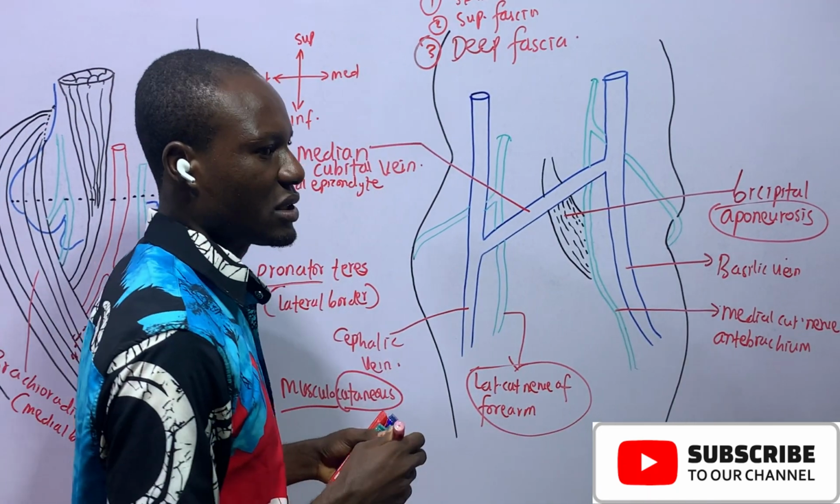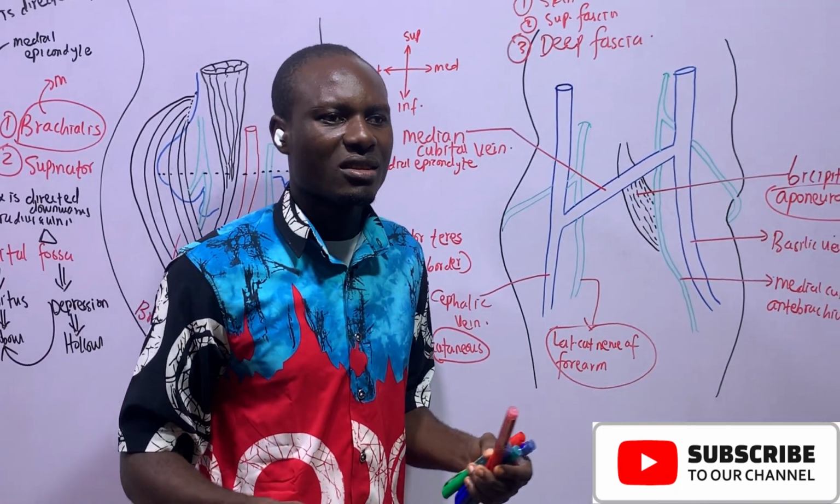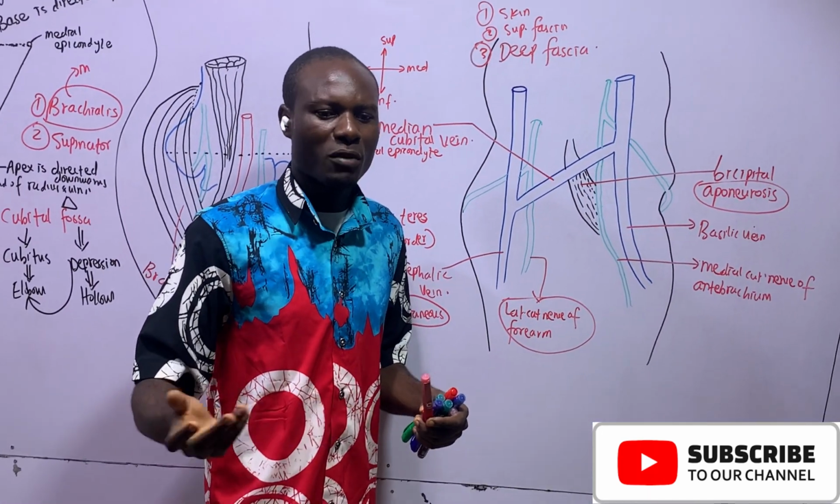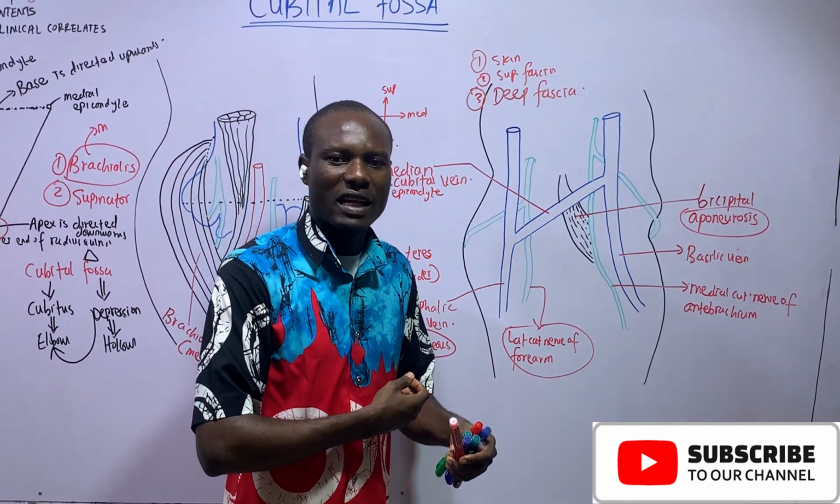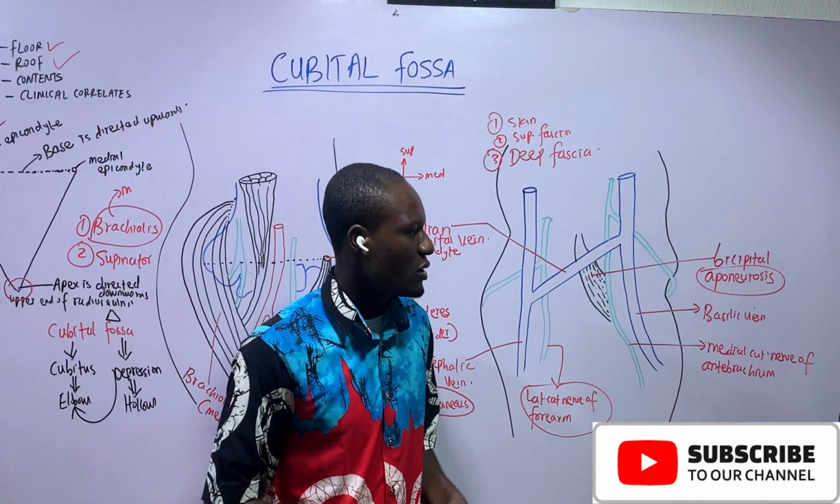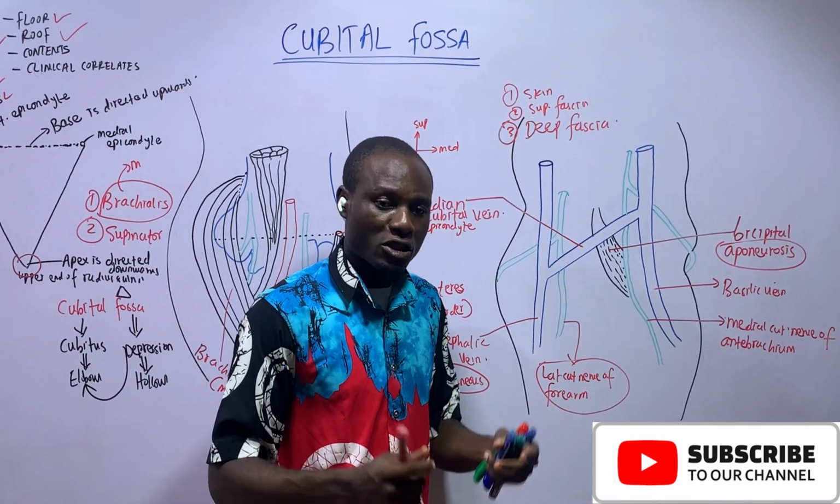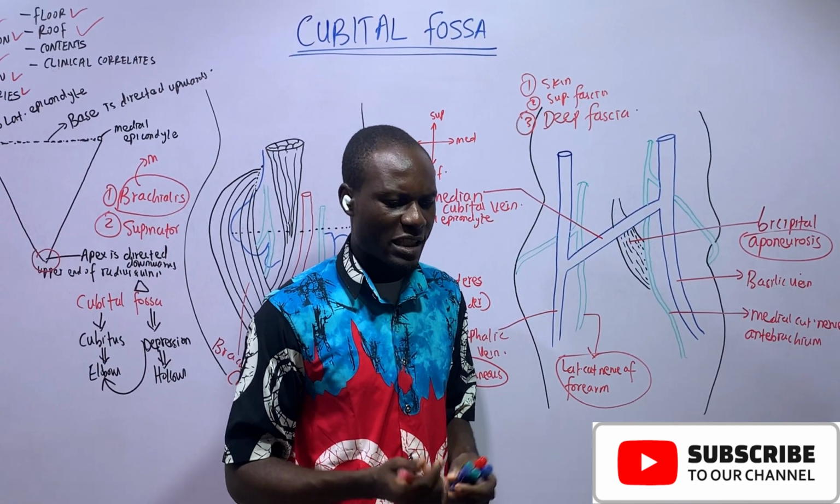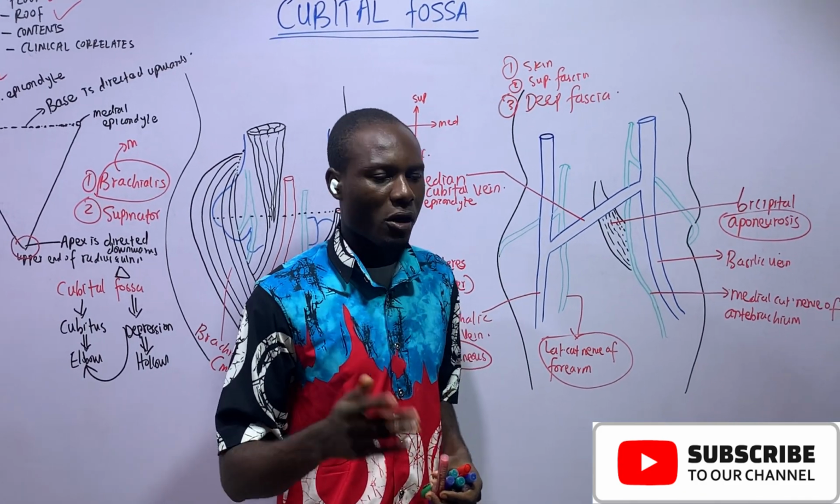Aponeuroses are flat sheets of collagen fibers, bundles of fibers that most times arise from tendons. The bicipital aponeurosis is also called the Gauss Grace tendon.